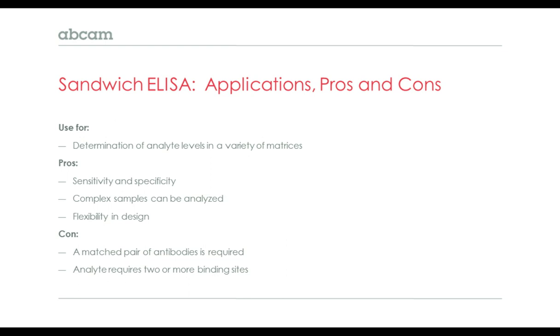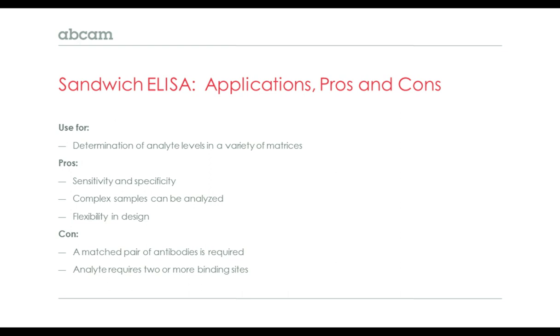The sandwich ELISA does allow you a lot of flexibility in choosing where you would like the antibodies to bind that are responsible for capture and detection. It can also allow you to look at these analytes in various types of matrices. The sensitivity and specificity, now that you're using 2 antibodies, can be tremendous, particularly the specificity aspect.